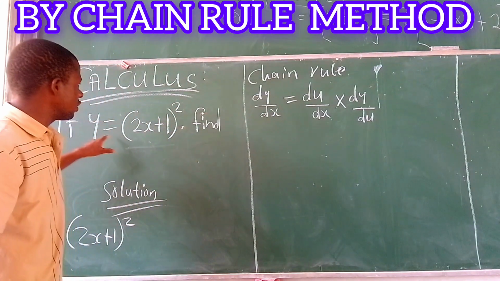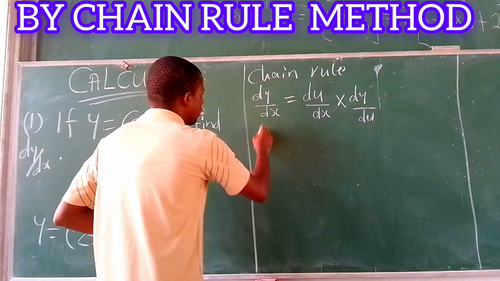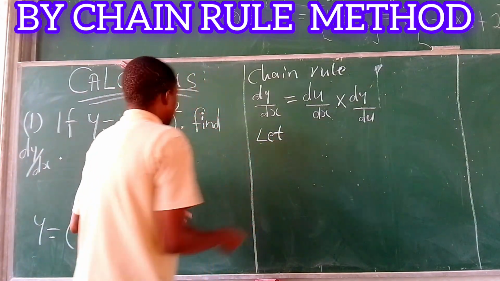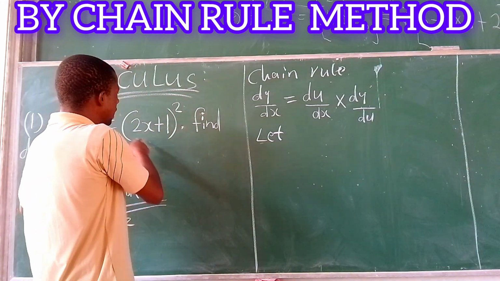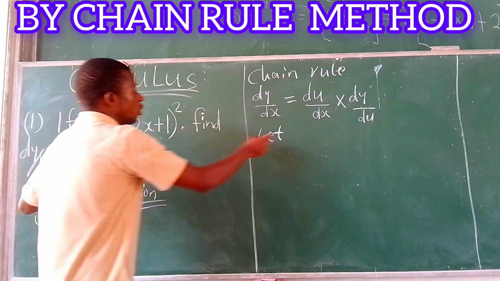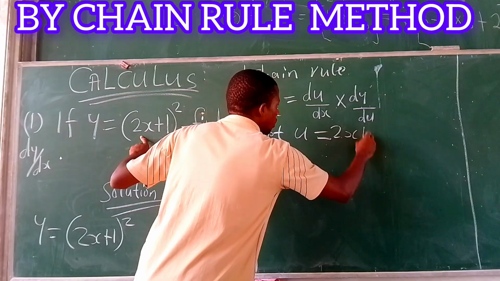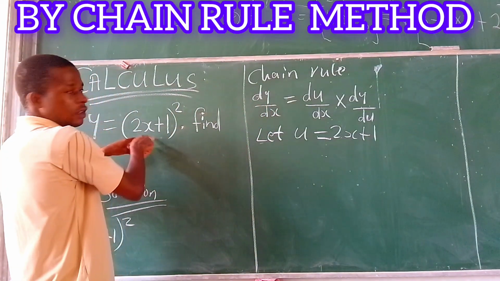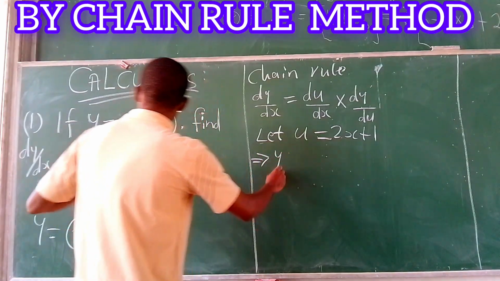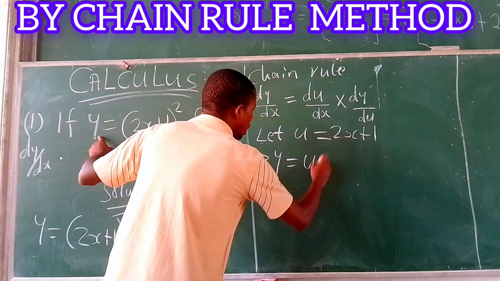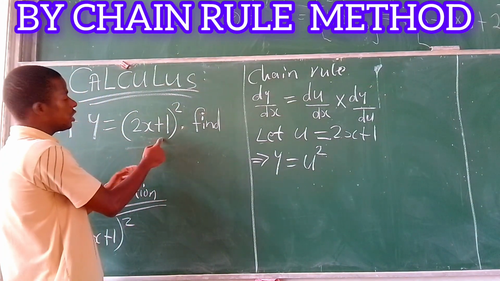Now from this question, they gave us y equals (2x + 1) to the power of 2. Let the entire function in this bracket be u. Let u be equal to 2x plus 1. We say that this function in the bracket will be u. So it implies that y is equal to u squared, because now we assume that all the function in this bracket is u.